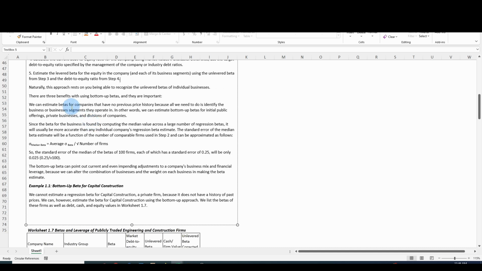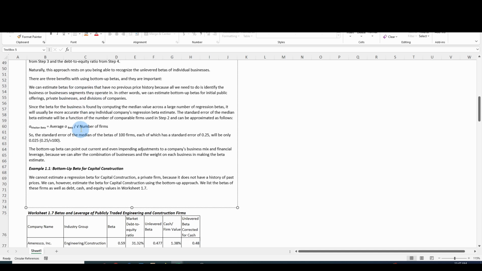We can estimate betas for companies that have no previous price history because all we need to do is identify the business or business segments they operate in. In other words, we can estimate bottom-up betas for initial public offerings, private businesses, and divisions of companies. Why? Because we have that industry information, the law of large numbers. In other words, we're going to have more accurate information and we're going to tie it to your private business, and then we'll make some adjustments and alter the beta based on the type of business.